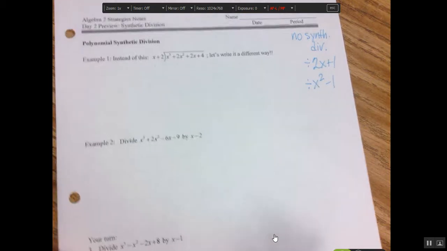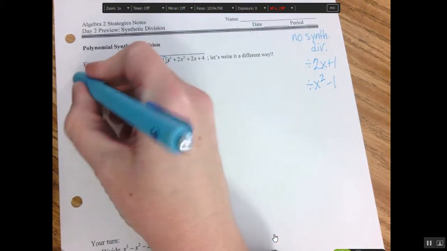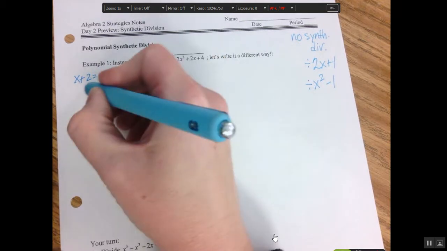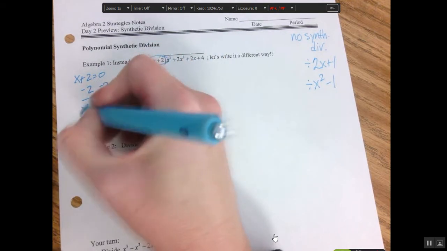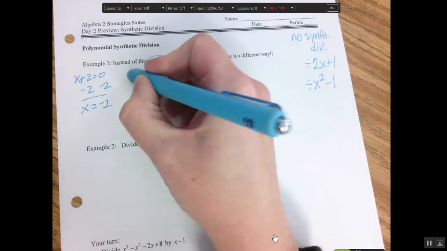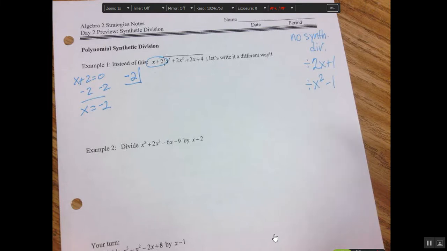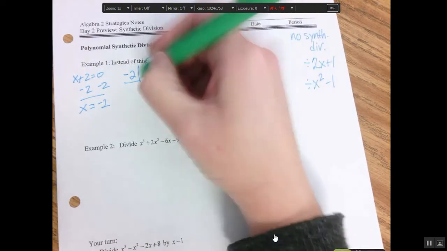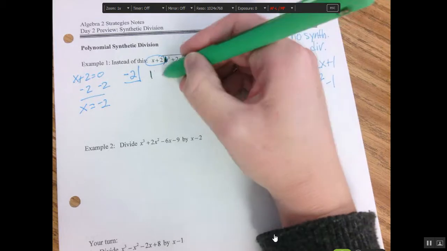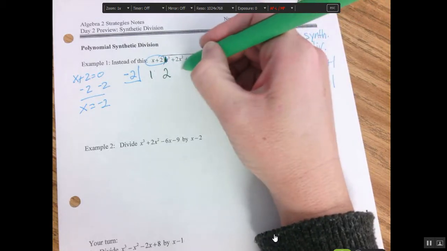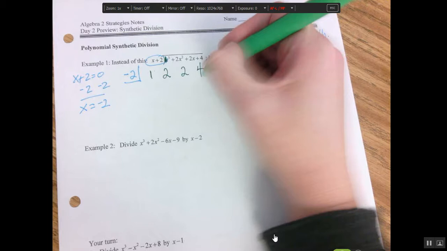Okay, these are all cases when you cannot do synthetic division, but we can do it here. So what we want to do first is set the divisor equal to 0, x plus 2 equals 0, and find the answer for that. So we get x equals negative 2, and then negative 2 goes in the box in the corner. Then you want to take the coefficients of these numbers and line them up. So this is 1x to the third, so you put a 1. Then you have 2x squared, so you put a 2. This is 2x, so you put a 2. And this is a 4, so you put that.